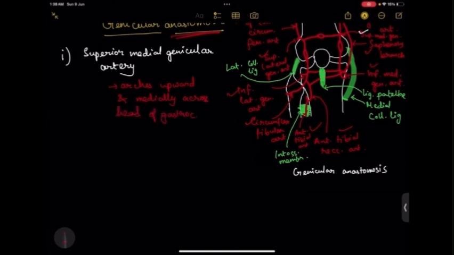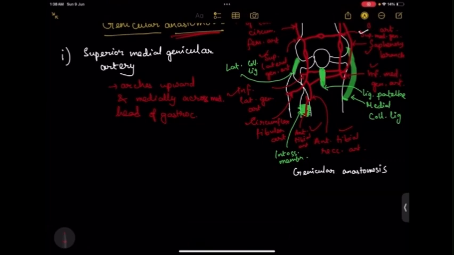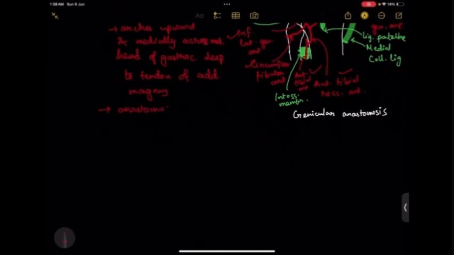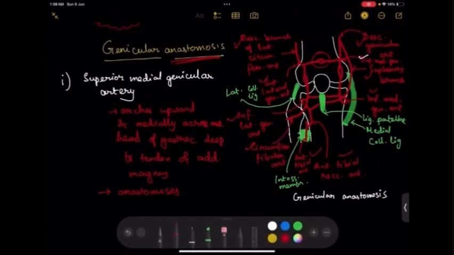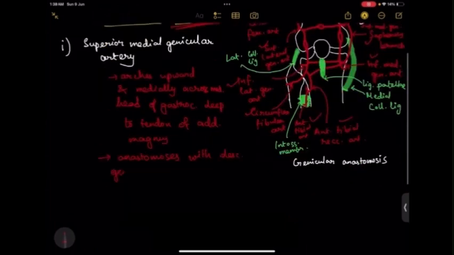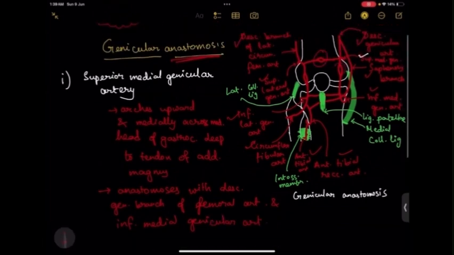Which head of gastrocnemius? Across the lateral head. Sorry, not the lateral, sometimes I miss it. That's the medial head of gastrocnemius, deep to the tendon of semimembranosus. What's the next one? Anastomosis. What am I talking about here? It's coming and joining over this one. So anastomosis with the descending genicular branch of the femoral artery and the inferior medial genicular artery. So we're talking about this one and this one.